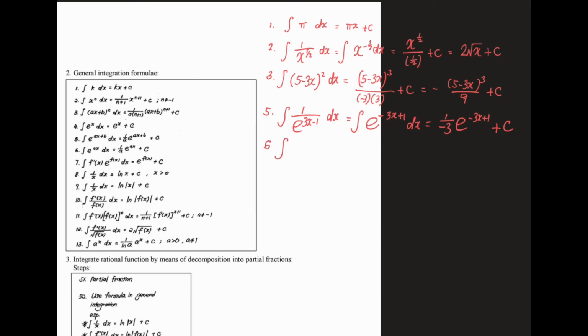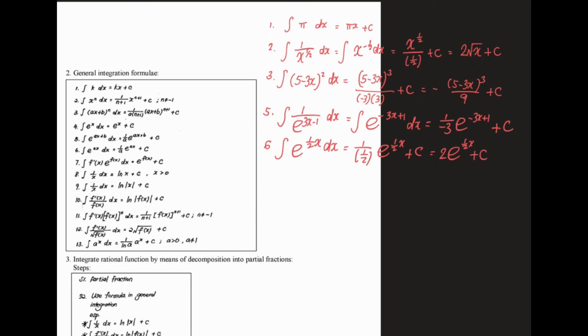Okay, let's say I have e to the power of 1 over 2 x. So you differentiate the power, you differentiate half x, you get half. So you divide by half, 1 divided by half, write back the exponent, then simplify. So this is what we get.